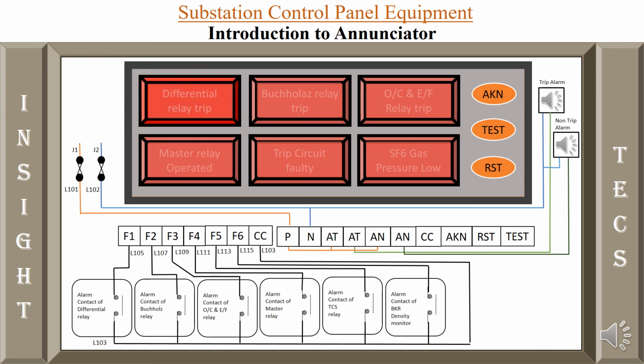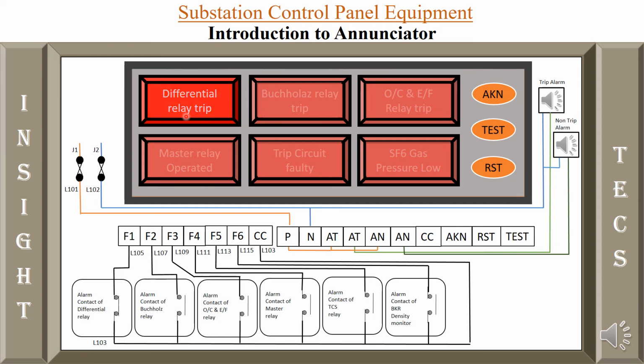Now let us see a practical example. Suppose the contact of this differential relay is closed. There is a tripping in the differential relay. Due to that this contact will be closed and you will get a differential relay indication. See, this contact is closed and the differential relay trip indication window will now start glowing.